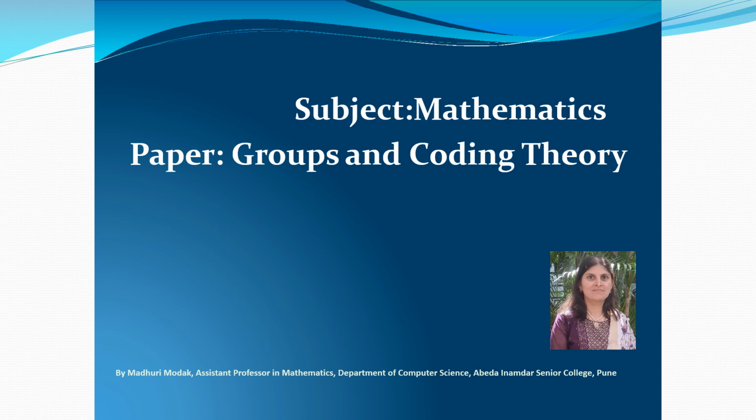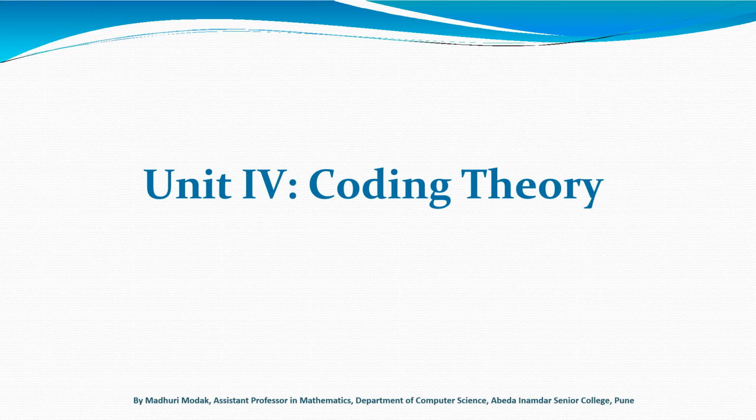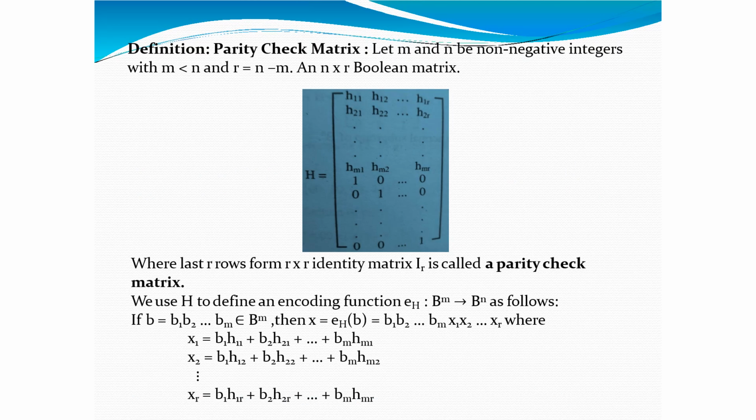Now, in groups and coding theory, we start with the last unit, that is coding theory. Now, we have seen what is the meaning of encoding function, group code, Hamming weight, Hamming distance, etc. Now, we define parity check matrix.